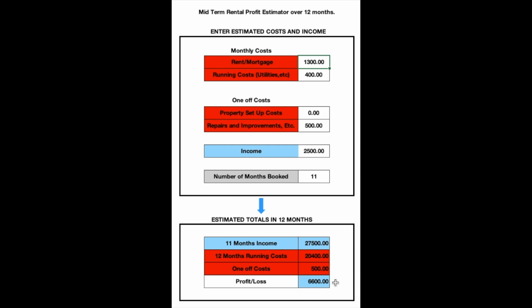Now these numbers change dramatically as soon as I put a setup cost. So this is scenario two. I'm starting from scratch. I have to buy the furniture, TVs, the bedding, the bath stuff, the kitchen stuff, etc. So if I put in, I don't know, 4,000 of those items, profit comes down to 2,600 at the end of the year.